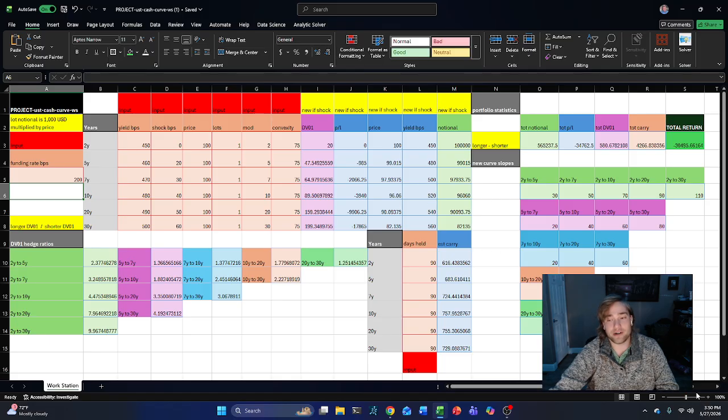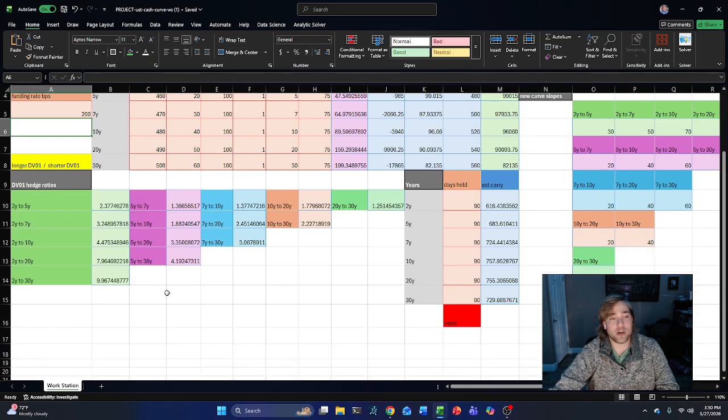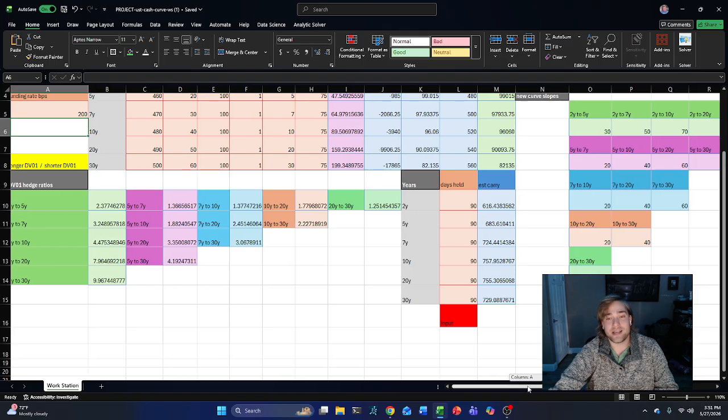in your portfolio. Next, we have our DV01 hedge ratios, which show for relative value traders how much of the shorter duration bond you would need to hold to match the longer, 2 to 10 being the famous example. That's a very large trade.